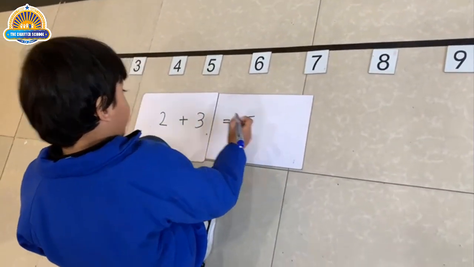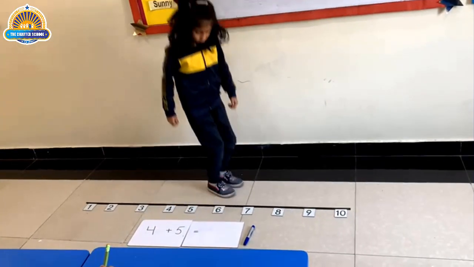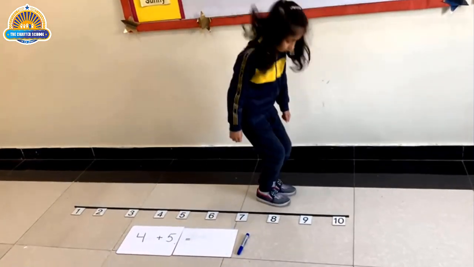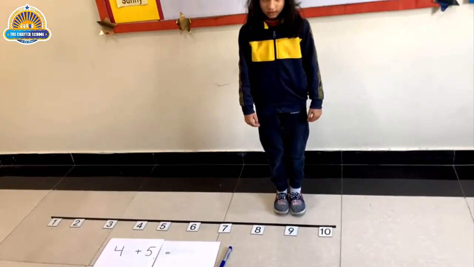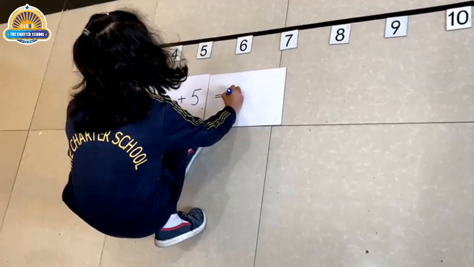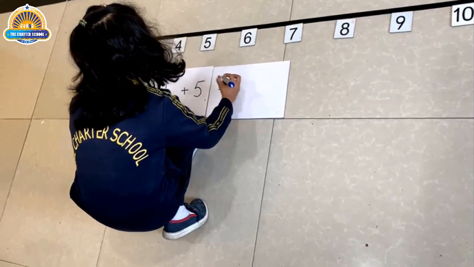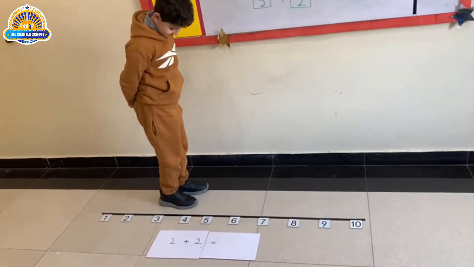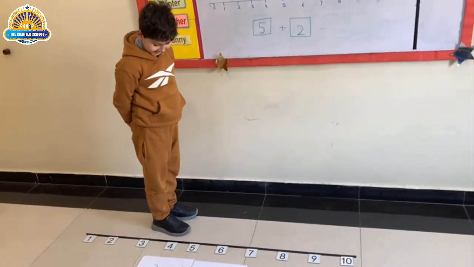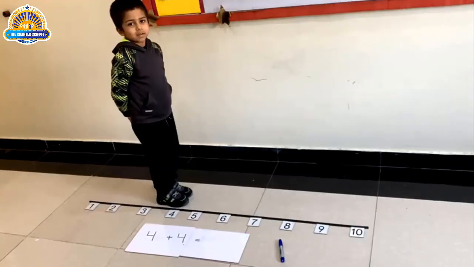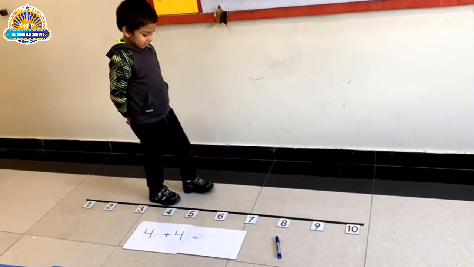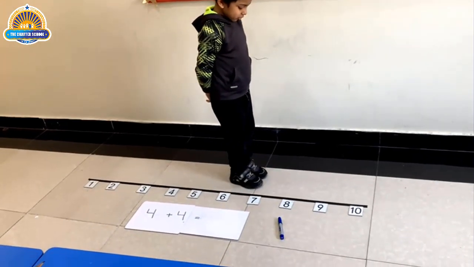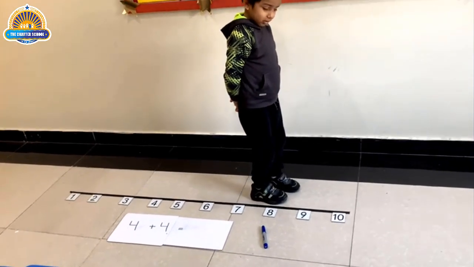2 plus 3 equals to 1, 2, 3, 4, 5. So what's the answer, Iman? 9. 1, 2. So what's the answer, Zula? Okay, Azan, jump 4 times. 1, 2, 3, 4. So what's the answer?